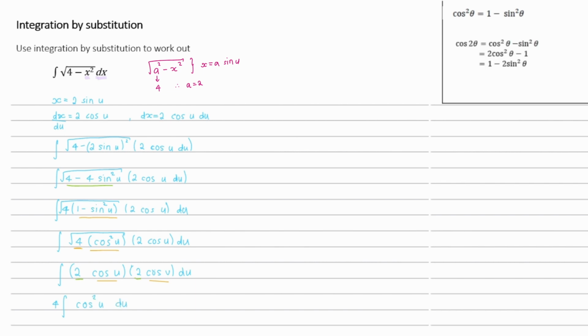Using our double angle formula, we know that the cosine of 2 theta can also be written as 2 cosine squared theta minus 1. In our integral, we've got cosine squared u, and using this identity, we can try and make cosine squared theta the subject. So if we add 1 and divide by 2, cosine squared theta is equal to cosine 2 theta plus 1 over 2.